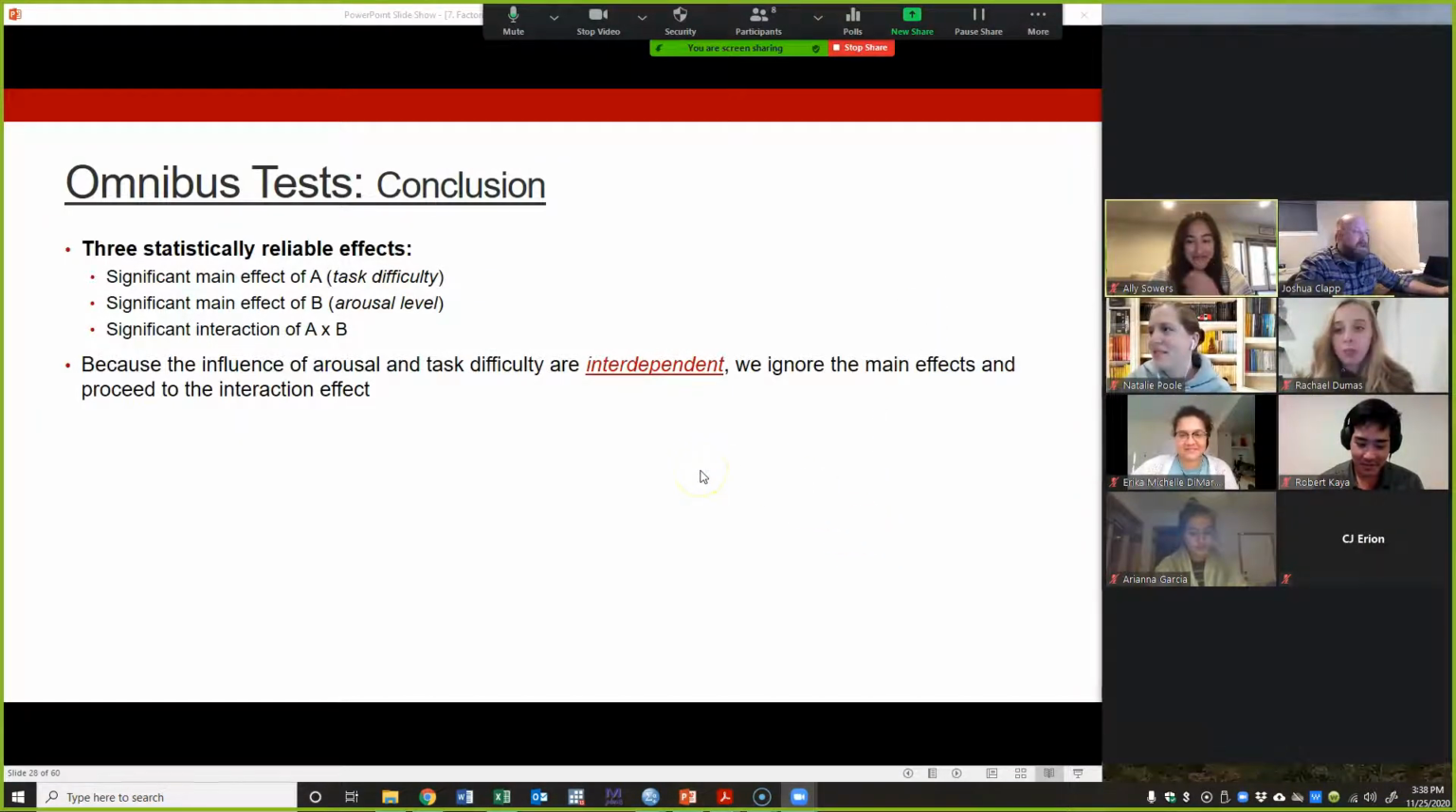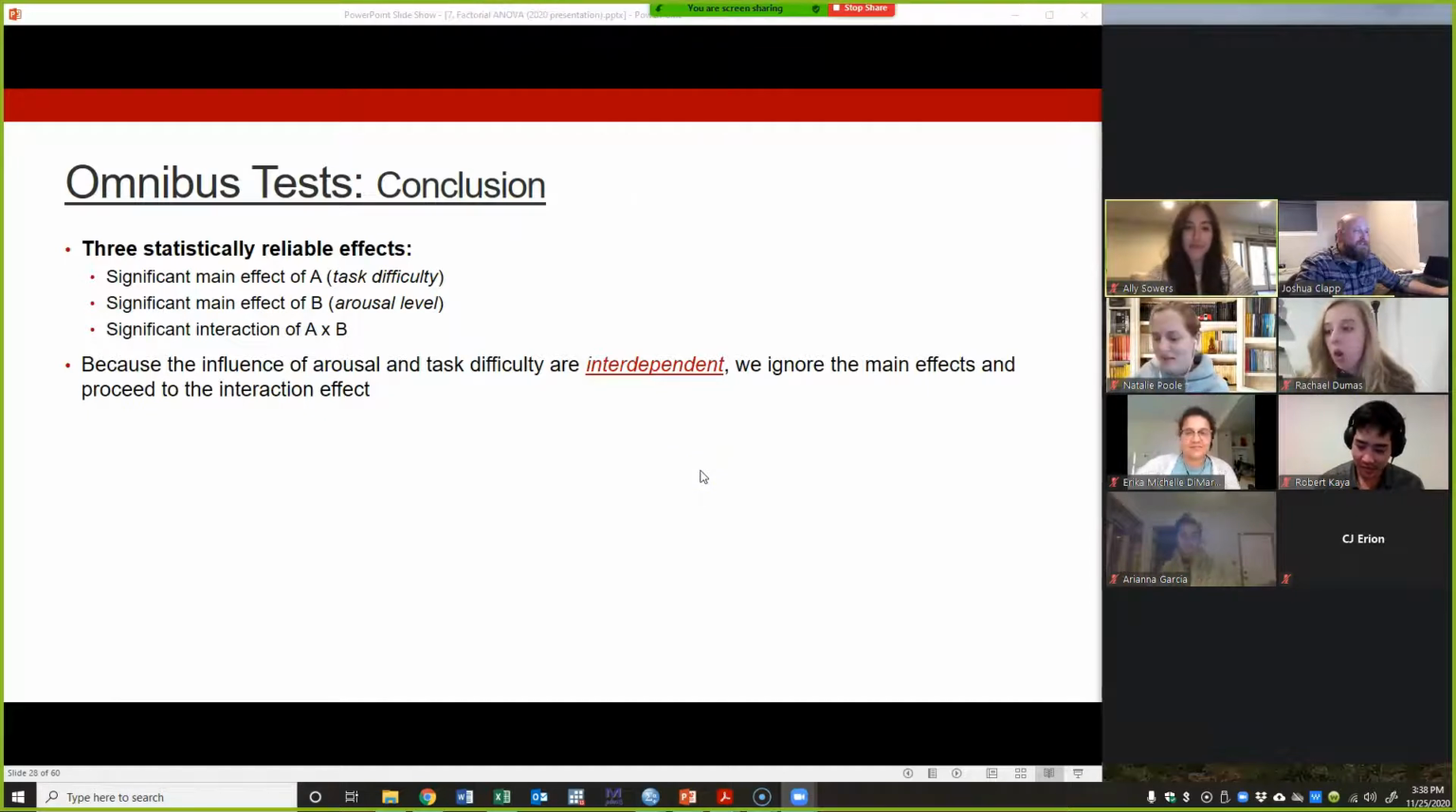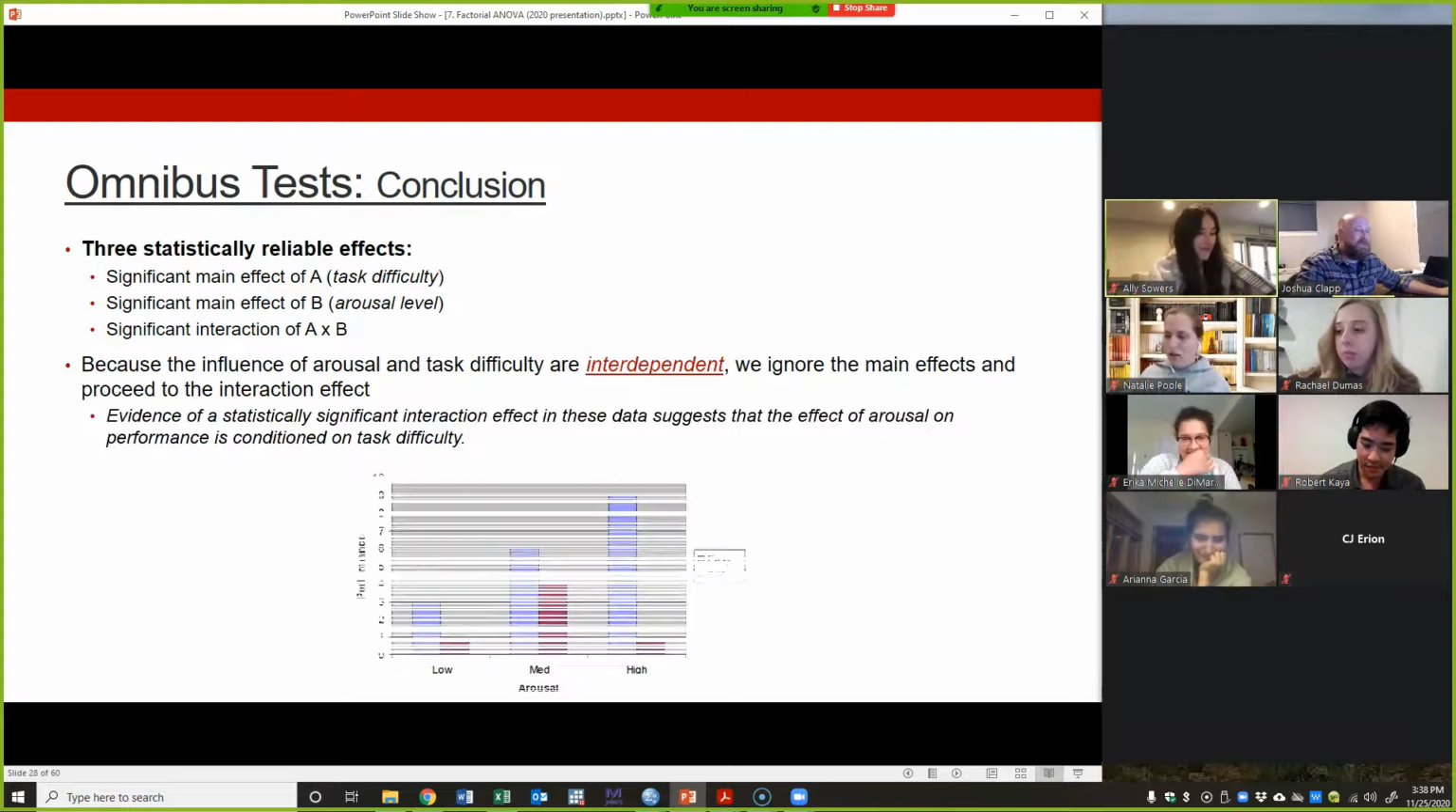Going to jump back into ANOVA. You bathe in the warmth of factorial designs. This sort of cold, comforting arms.